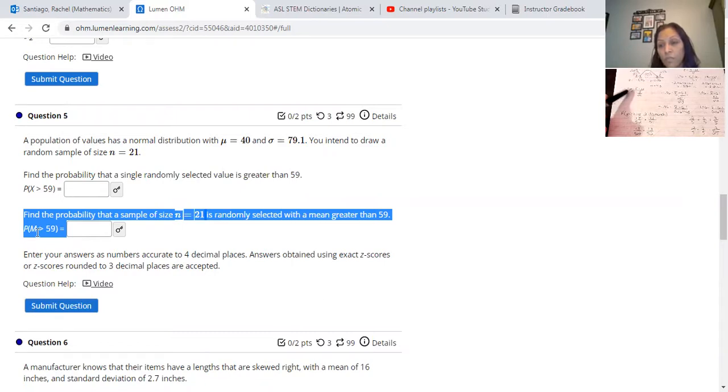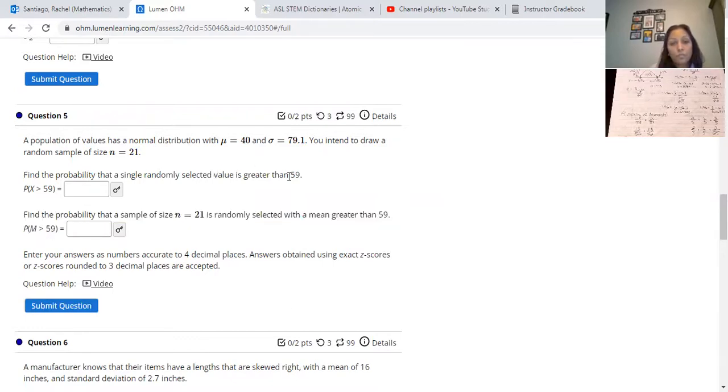Okay, and then just keep in mind, it'll be 59 minus 40 divided by, and then in the numerator, it's 79.1 over the square root of 21. So just be careful as you calculate that. But that's it. They just want you to use the z-score formulas for each.